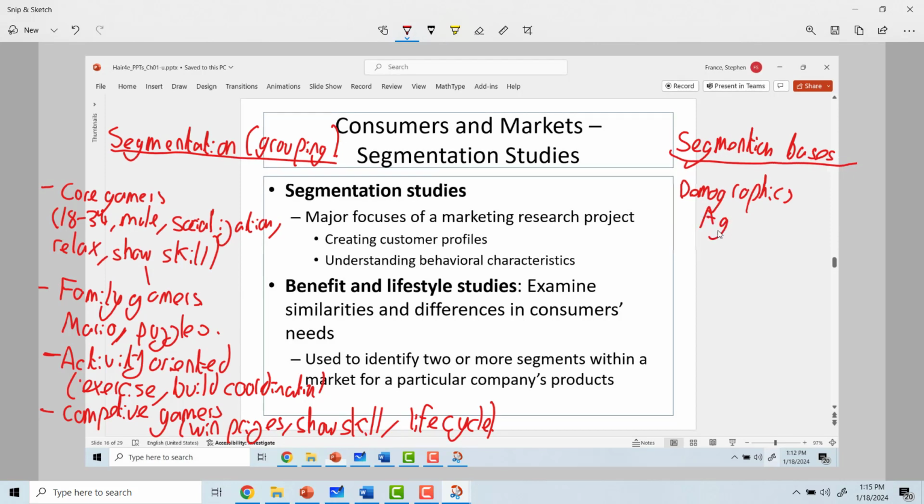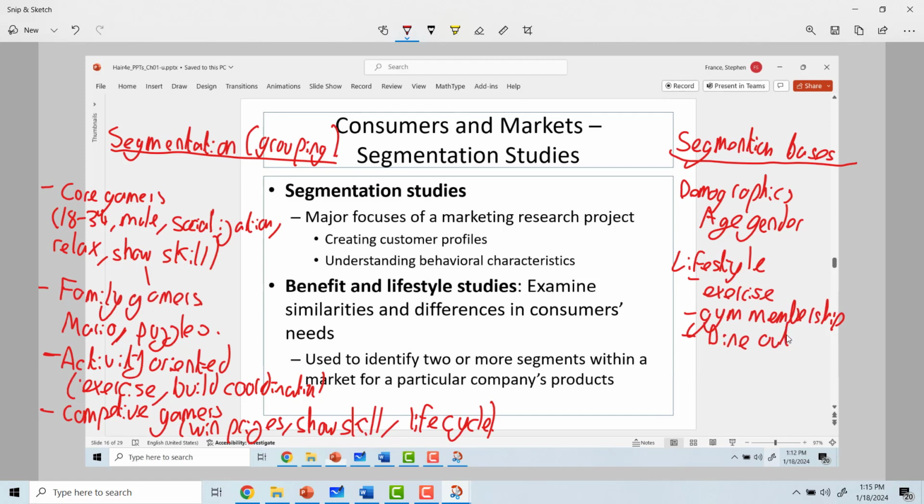Such as age, gender. We could do it on maybe lifestyle, you know, how often you exercise. Do you go to the gym or go to the club, etc., gym membership, etc.? Whether you dine out. And it could be things like shopping, actual behavior.